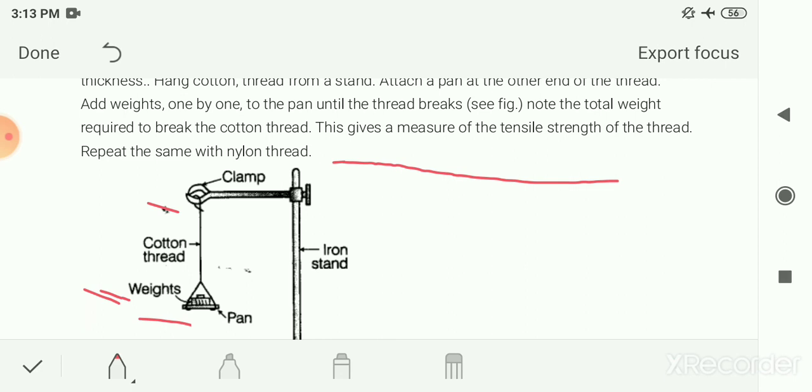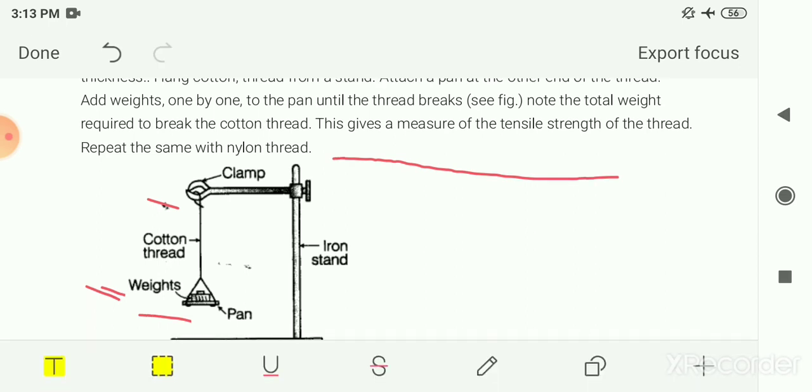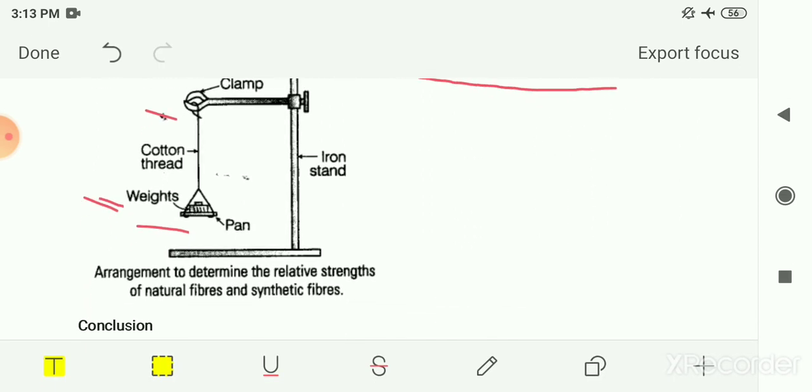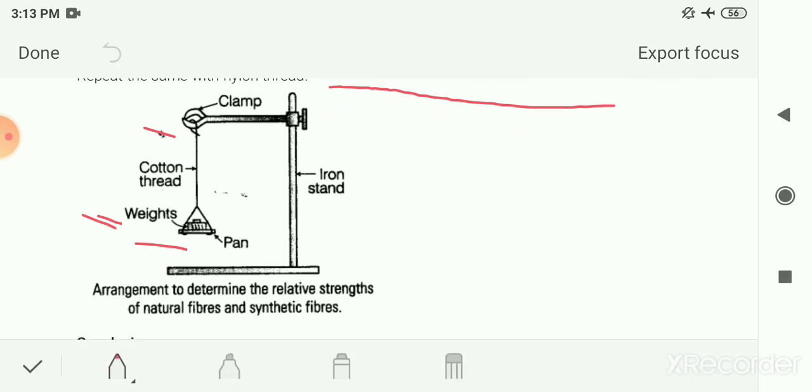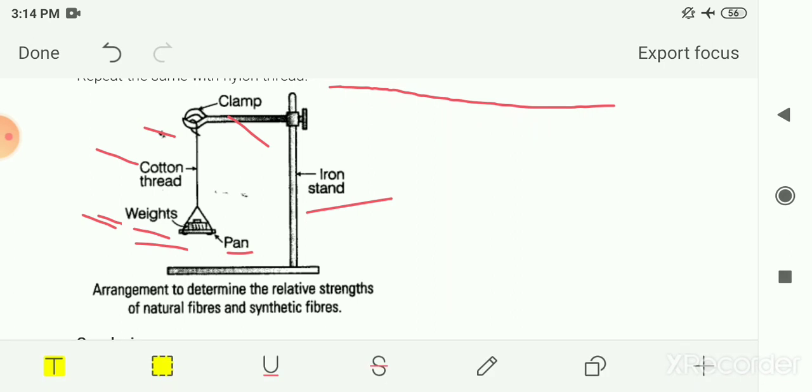Now you have to repeat the same activity with the nylon thread to measure the tensile strength of the nylon. Here the arrangement for this activity is given to you: an iron stand with a clamp connected, the thread is tied to the clamp, and on the other end of the thread the pan is hung, and in the pan we add weights one by one until the thread breaks.